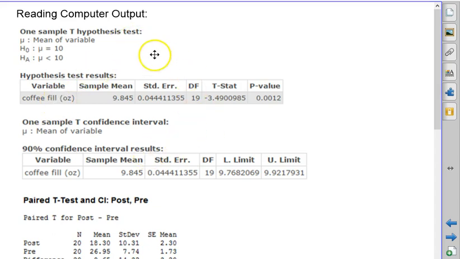These are from StatCrunch. I put the data into our StatCrunch program and did a hypothesis t-test and a t-interval. So here it shows mu is the mean of the variable and lists the variable as the coffee fill in ounces, which I typed in when I entered the data. It lists the null hypothesis as 10 and the alternate as less than 10. The sample mean is 9.845. The standard error, which is something I want to talk about, degree of freedom, the t-statistic, so this is our test statistic, and our p-value.